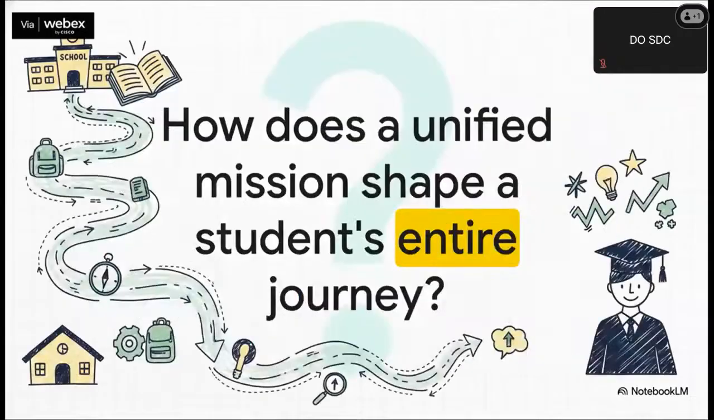So I want to leave you with this thought to chew on. When one single, cohesive mission follows a student from their very first day of kindergarten all the way to their last day of high school, how does that unified vision shape not just their school years, but their whole journey into becoming an adult? It's a pretty powerful concept, and that's the real magic behind that word, unified.